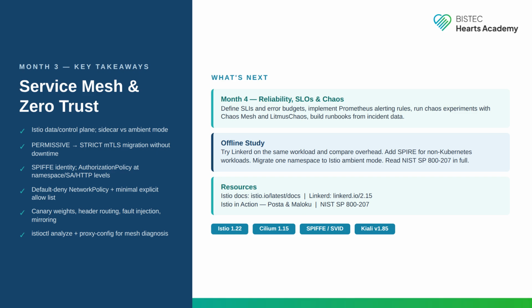For your offline study this month, read NIST SP 800-207, the foundational Zero Trust architecture document. Try Linkerd on the same BISTEC Mart workload and compare its operational overhead to Istio. And when you are ready, migrate one namespace from sidecar mode to Istio ambient mode and measure the memory difference. Well done on month 3.